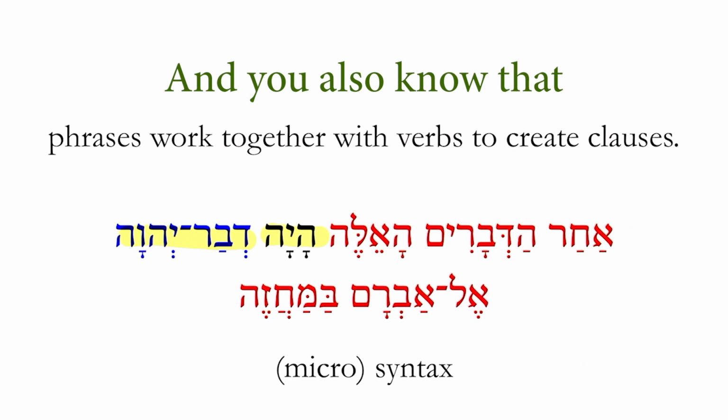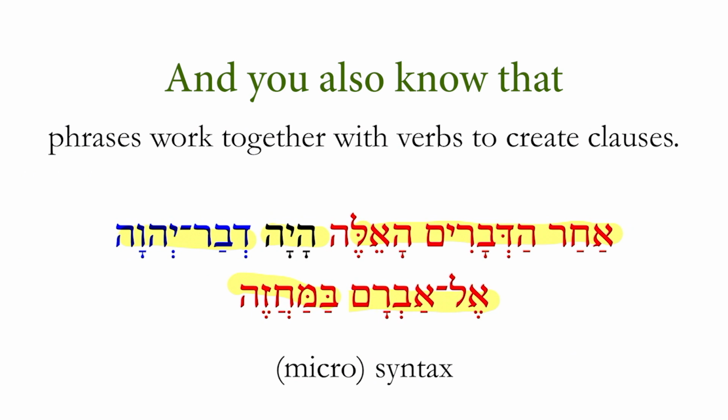When did the word of Yahweh come? It came after these things, or after these words. And to whom did it come? It came to Abram. And how did it come? Well, it came in the vision. So here we have prepositional phrases, a construct chain, and a verb all working together to create a single clause.